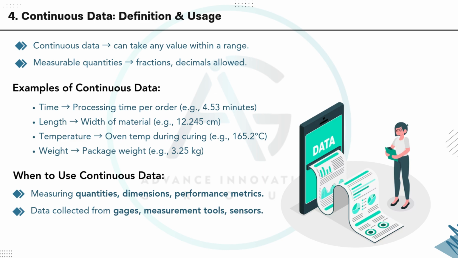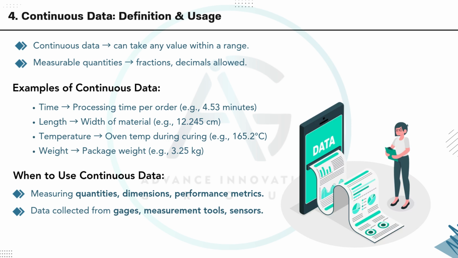Examples of continuous data. Time, e.g., 4.53 minutes to complete a process. Length, e.g., a material is 12.245 centimeters wide. Temperature, e.g., oven temperature reads 165.2 degrees Celsius. Weight, e.g., a package weighs 3.25 kilograms. These examples show that continuous data is captured on a scale and allows more granularity than discrete data.